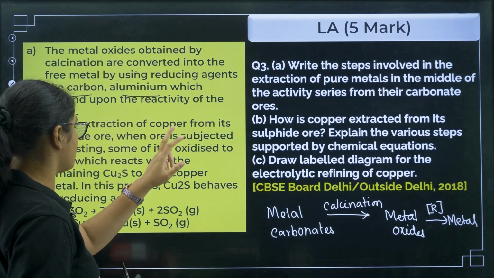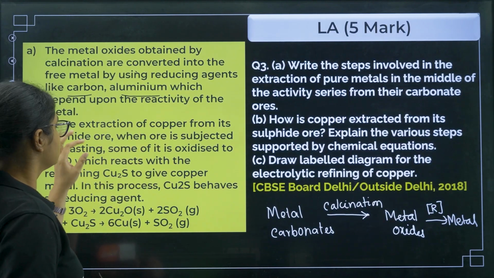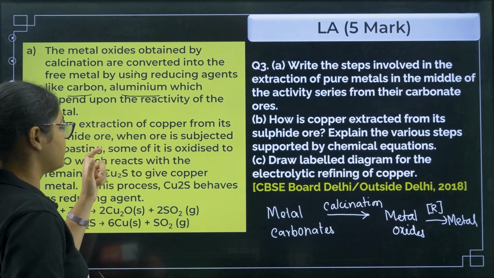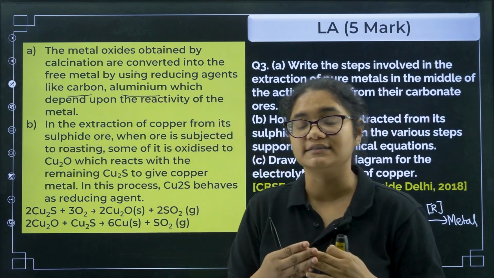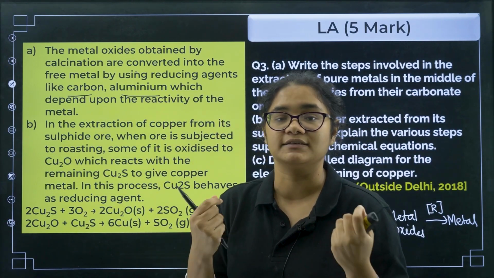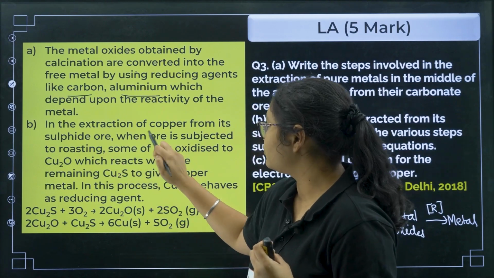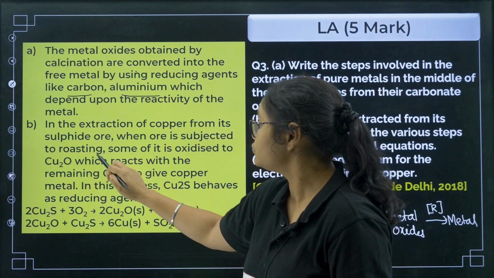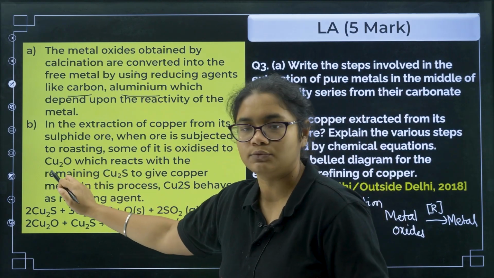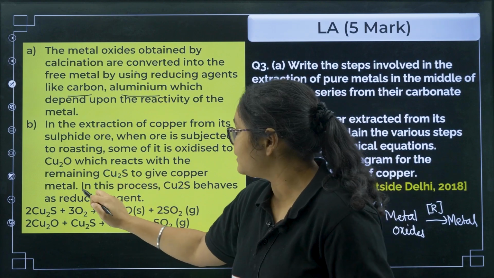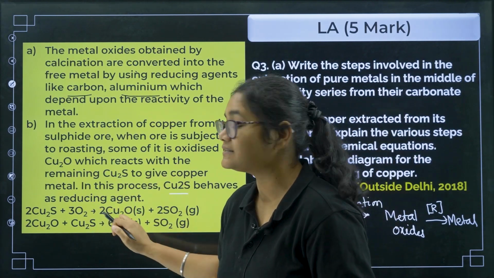In the extraction of copper from its sulfide ore, when the ore is subjected to roasting, if you have a sulfide ore, first it is heated in the presence of oxygen. Some of it is oxidized to Cu2O, which reacts with the remaining copper sulfide to give the copper metal. In this process, copper 1+ behaves as the reducing agent.